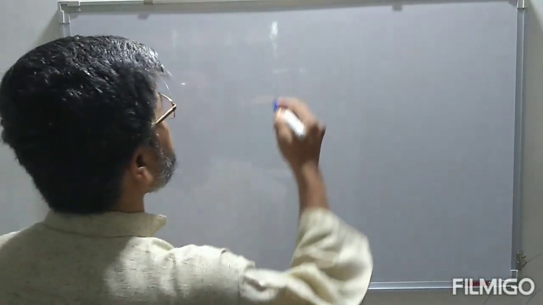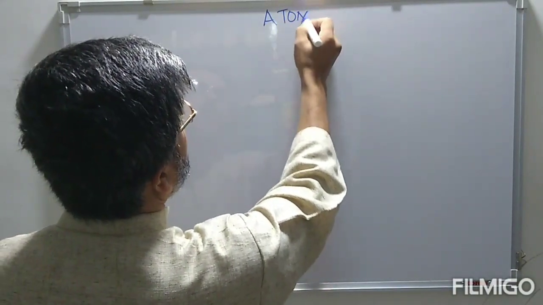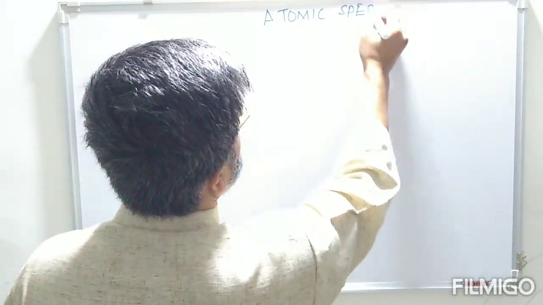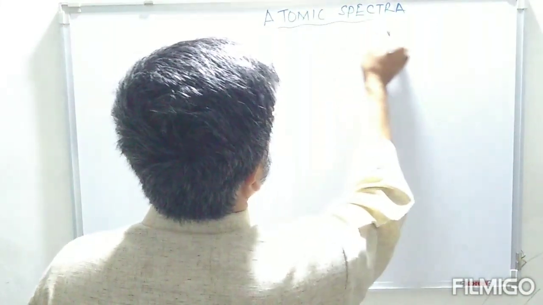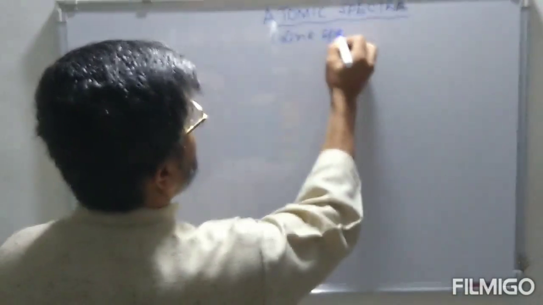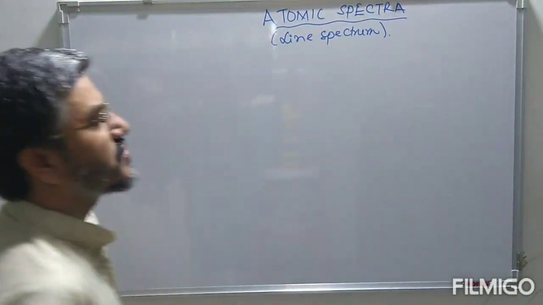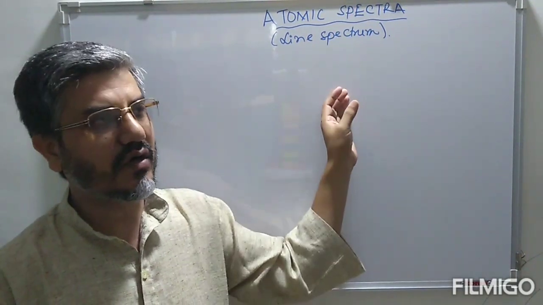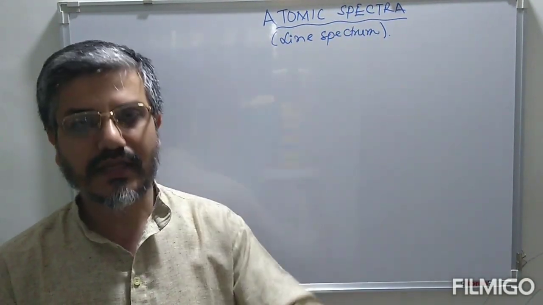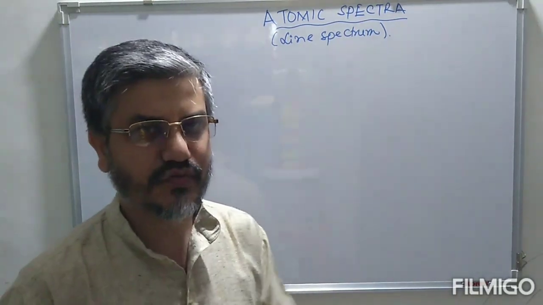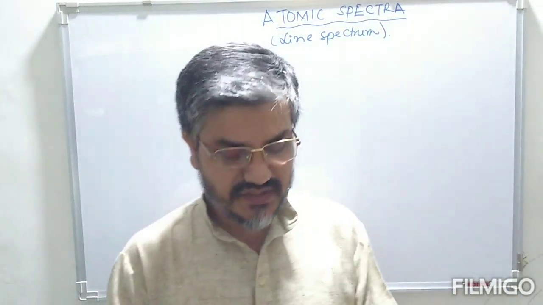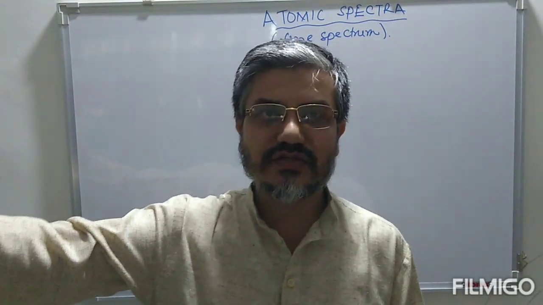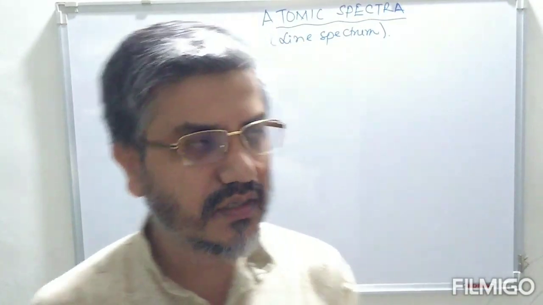So we have atomic spectra. These atomic spectra are also known as line spectrum, because in these spectra the frequencies are observed as clear distinct lines. Different atoms will have different distinct line spectrum. Suppose we have the spectrum of an unknown element. We can compare the spectrum of this unknown element with those given in the literature, and we can easily identify the unknown atom.